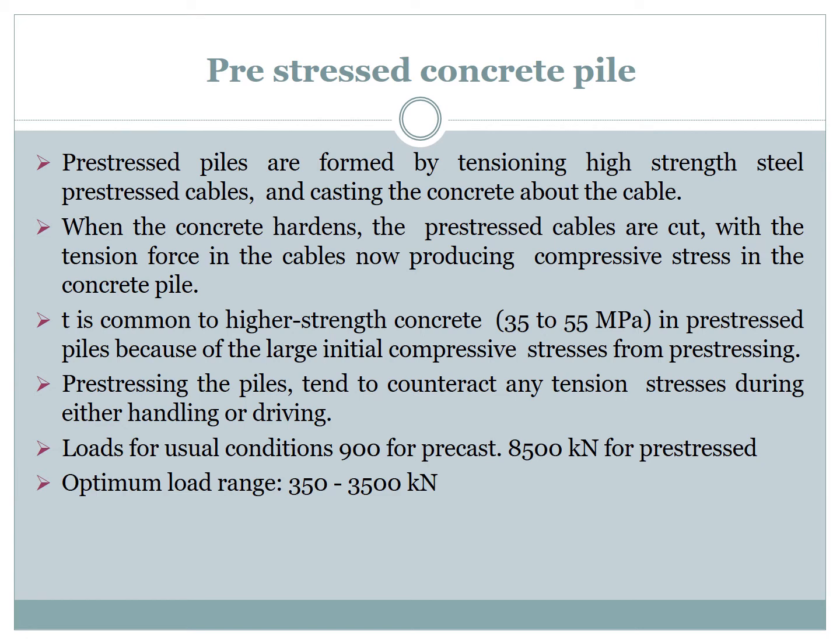Pre-stressing piles tends to counteract any tension stress during either handling or driving, and the load for usual condition for the precast concrete is 900 kilonewton for precast concrete pile and 8500 kilonewton for pre-stressed, and the optimum load range is 350 to 3500 kilonewton.